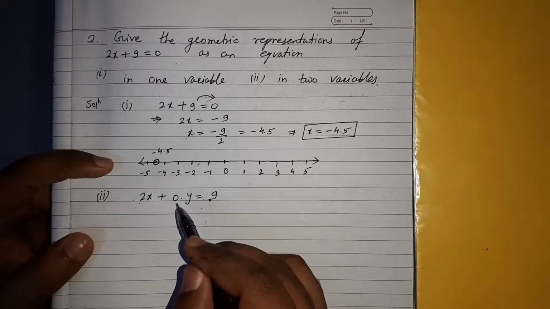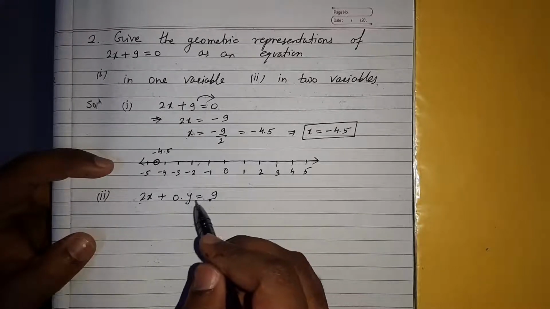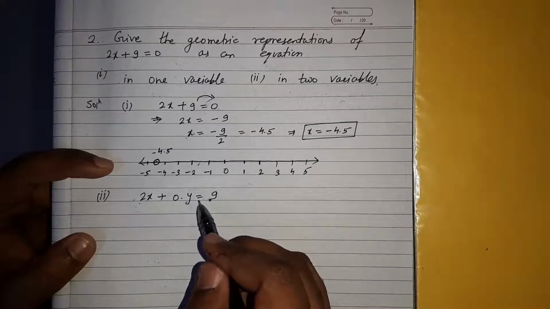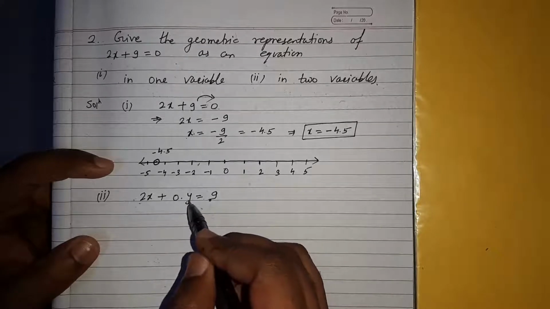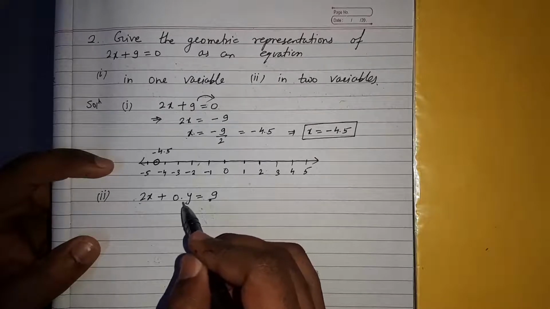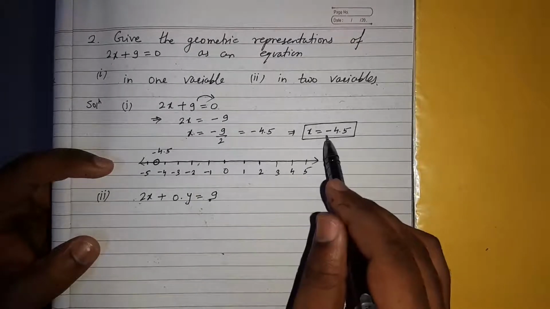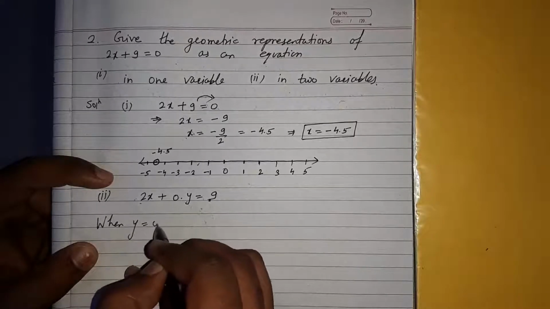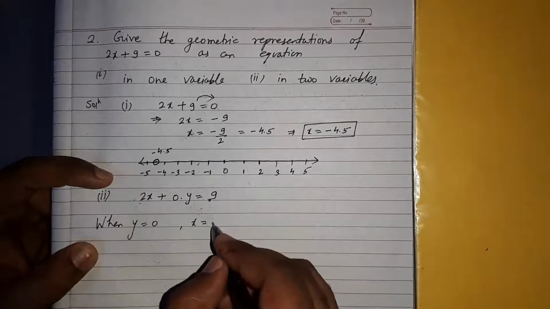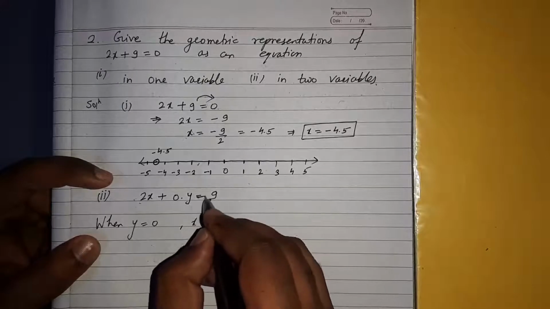Now to draw the geometric representation of this equation, we need to find at least two solutions. You can put any values of y, and you will always get x is equal to minus 4.5. You can see here, when y is equal to 0, the value of x will be minus 4.5. It is plus 9.